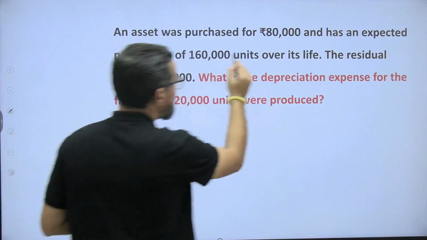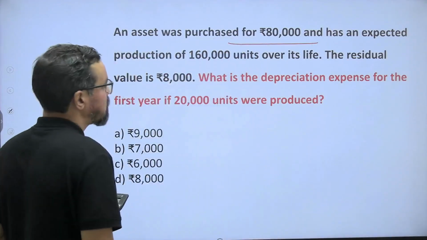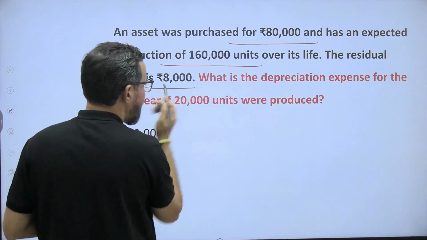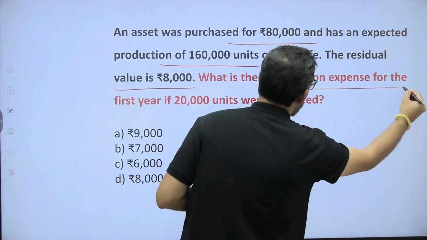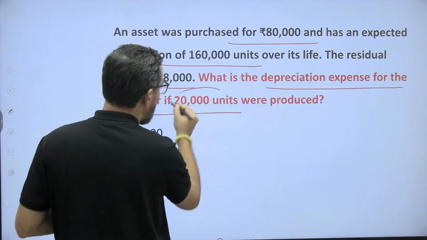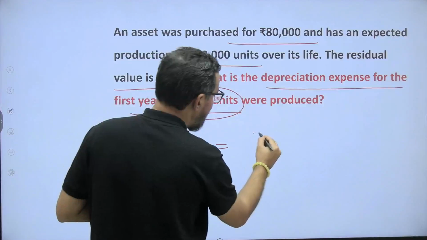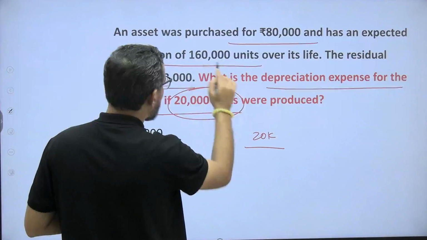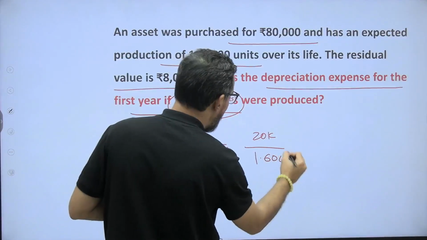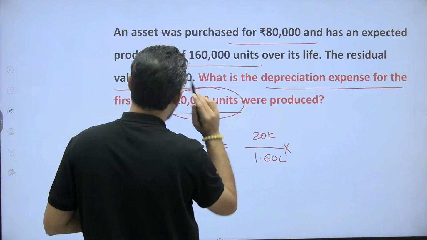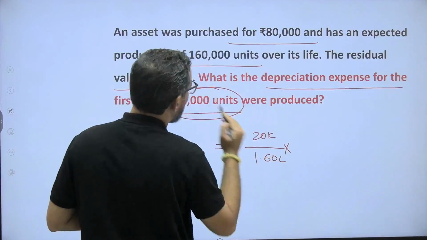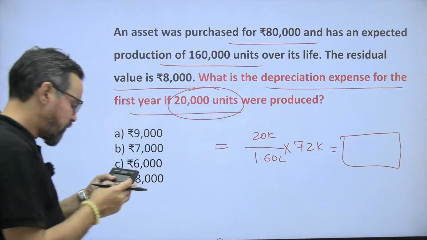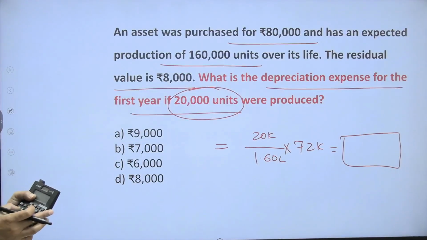If an asset is purchased for 80,000 and production is 1,60,000 units over its life, the residual value is 8,000. What is the depreciation expense for the first year where we have produced 20,000 units? So 20,000 divided by the expected production, 1.60 lakh, into cost is 80,000 minus salvage value 8,000, that is 72,000. So the outcome will be your answer. It is 20,000 divided by 1,60,000.